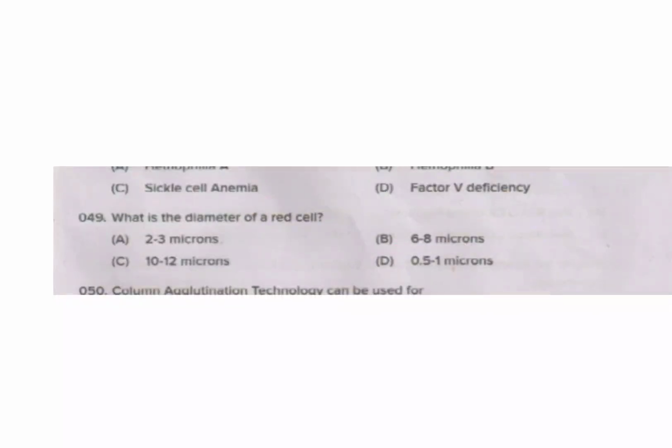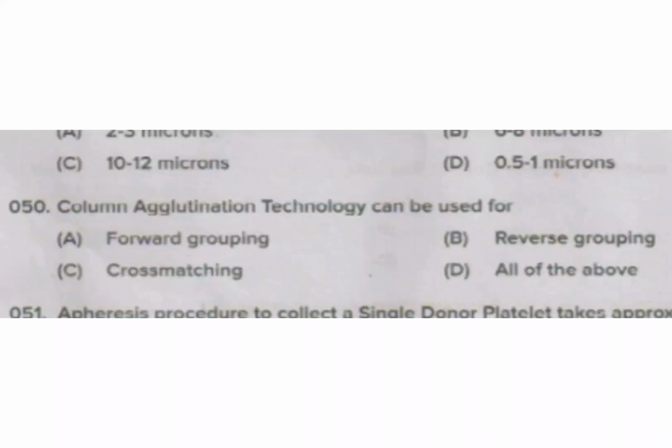Question number 50. Coombs agglutination technique can be used for. Four options are there. Option A, forward grouping. Option B, reverse grouping. Option C, cross matching. Option D, all of the above. The answer is option D, all of the above.